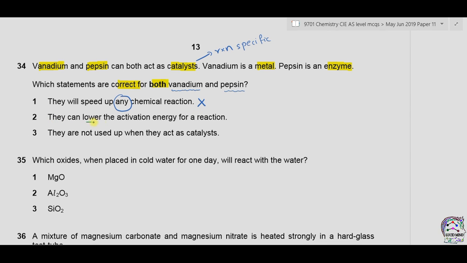Number 2, they can lower the activation energy for a reaction. Now this is a true statement because catalyst speeds up the chemical reaction only by lowering the activation energy, and this is also true for enzyme. 3 is they are not used up when they act as catalyst. This is true because catalyst is not used up in a chemical reaction. It will still be present in the product unaltered. So option 2 and 3 are correct. Therefore answer is C.